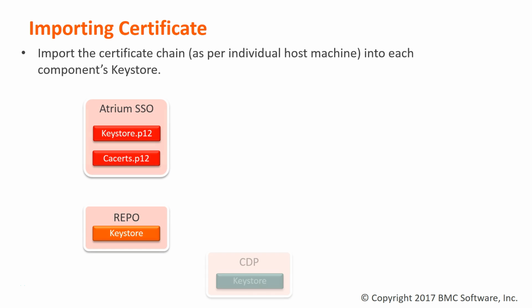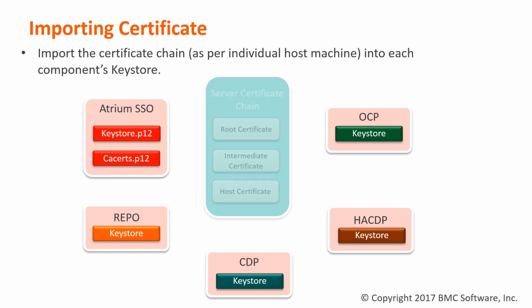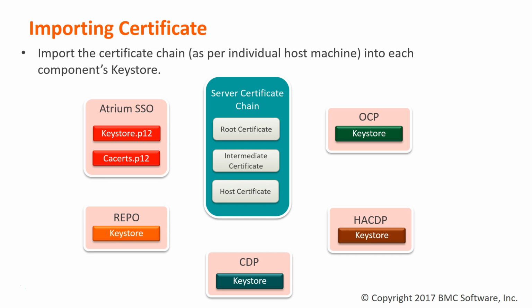Now let's take a look at the certificate import sequence in BAO. Consider a scenario where we have 5 systems with ASSO, repository, CDP, HACDP, and OCP. For this setup, the trusted CA will provide 5 certificate chains, one for each system. Each certificate chain will contain a root CA certificate, an optional intermediate certificate, and a host system certificate. The very first step is to import the certificate chain as per individual host machines in the BAO components keystore the system is running.